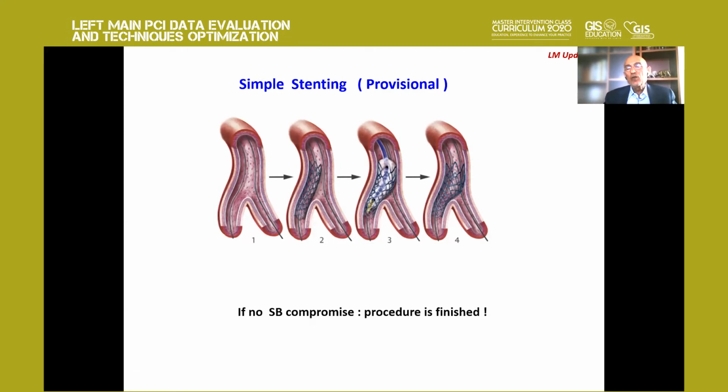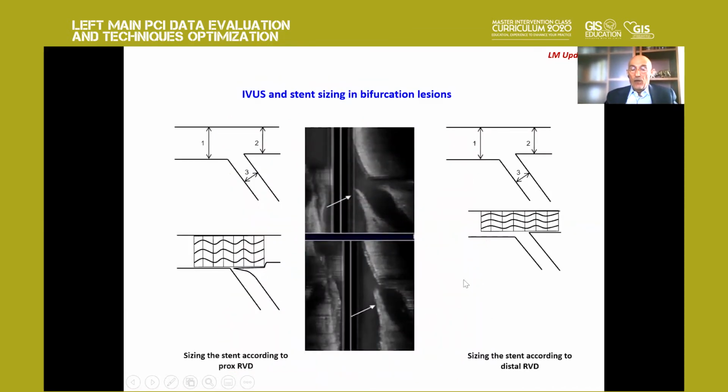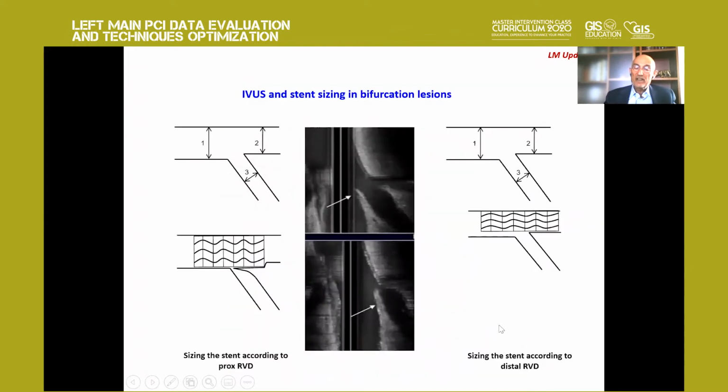And you do not need to go for kissing balloon inflation every time. But if you have some compromise, then you should cross appropriately the stent to the side branch. That means try to cross distally, then do kissing balloon, and after kissing balloon, I would recommend to repot again and finish the procedure here. If you still have some compromise, then shifting to complex stenting should be the rule in these cases.